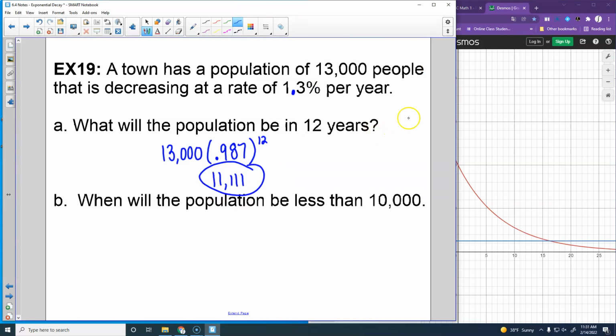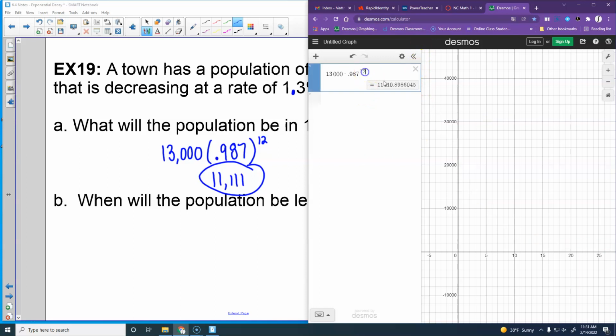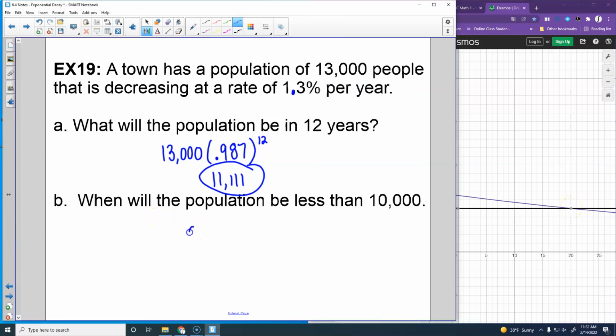And then if we want to know when the population will be less than 10,000, we change this to an x and just type in y equals 10,000 here. And we could see 20.05 years for that. Okay. Questions?